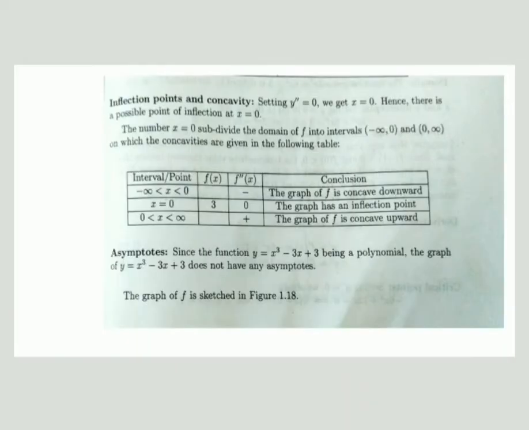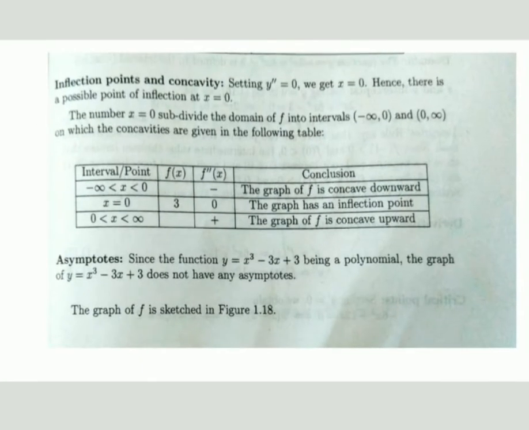Next, the point of inflection. We have to set y double dash equal to 0. So that is 6x equal to 0, or x equal to 0. Hence there is a possible point of inflection at x equal to 0. Next, at the number x equal to 0, subdivide the domain into the intervals minus infinity to 0 and 0 to infinity. So therefore we can see the concavities.